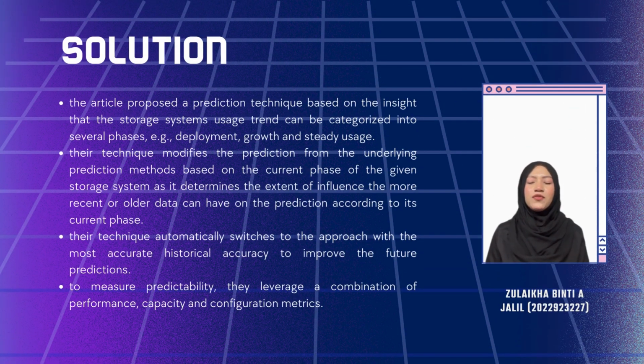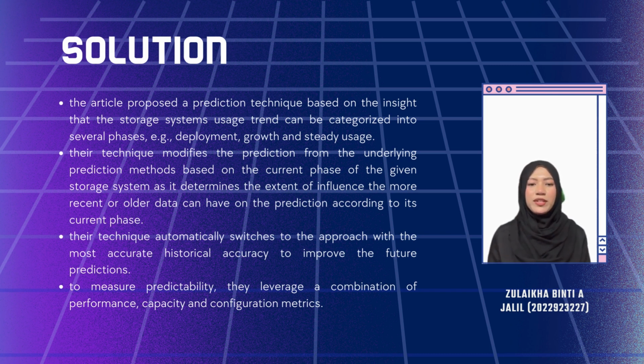Based on the challenges from the case that has been extracted by Hazira just now, the article proposed a prediction technique based on the insight that the storage system usage trend can be categorized into several phases, like deployment, growth, and steady usage. The capacity prediction depends on the storage system's current and future phase.